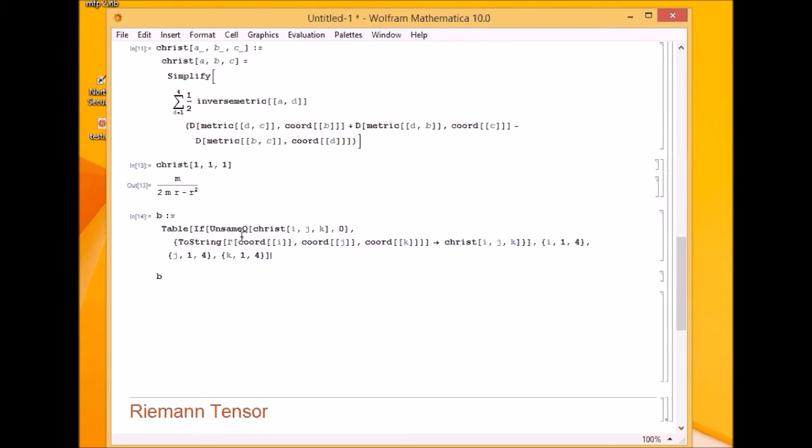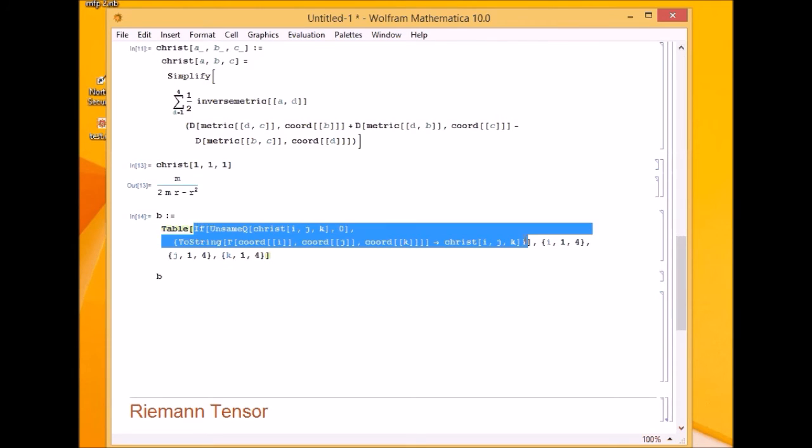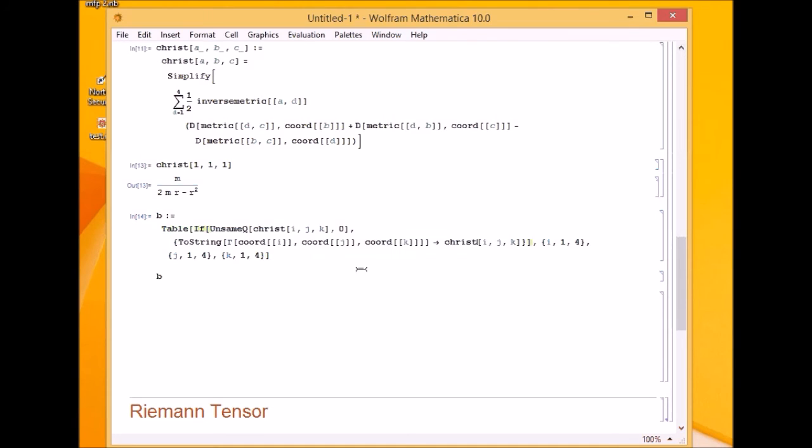For example, since here I have ijk, I will run i from 1 to 4, j will run from 1 to 4, k will run from 1 to 4. So what I'm putting in is a condition that if it's non-zero, then store the value of the Christoffel connection from the function.